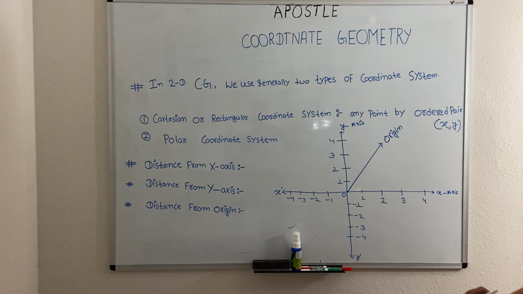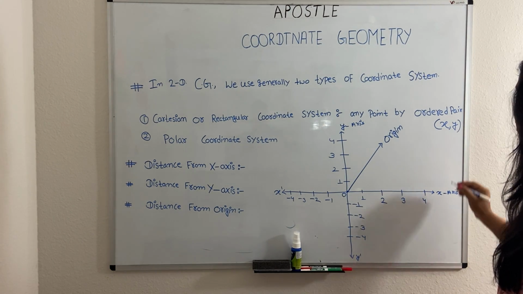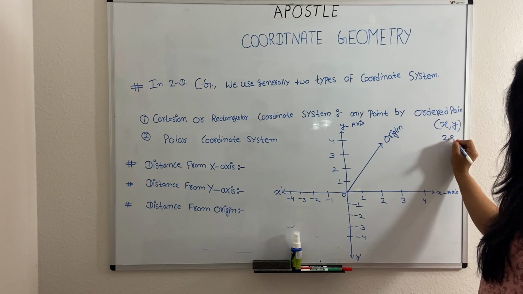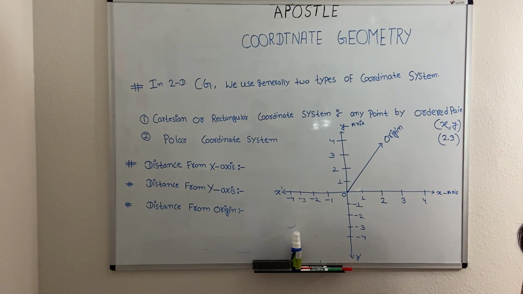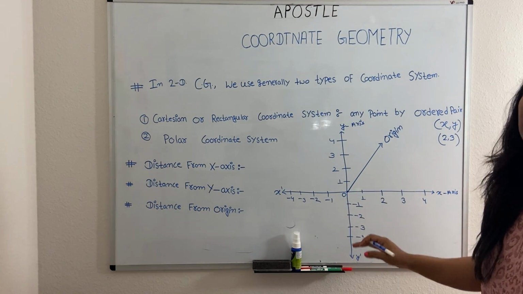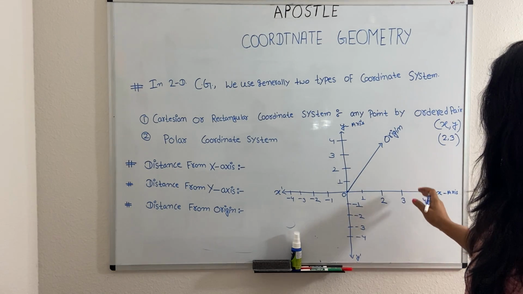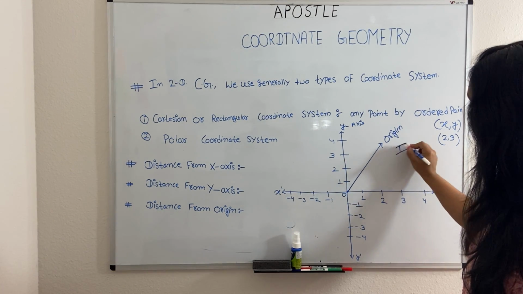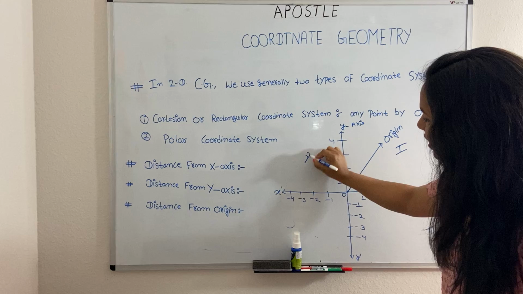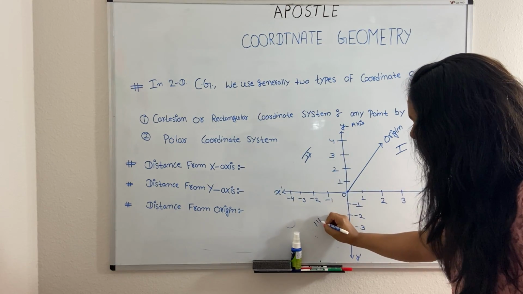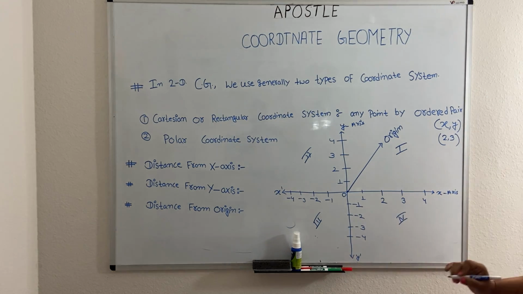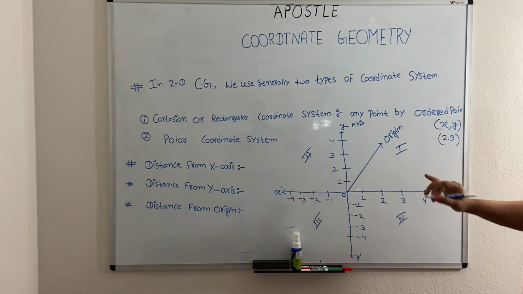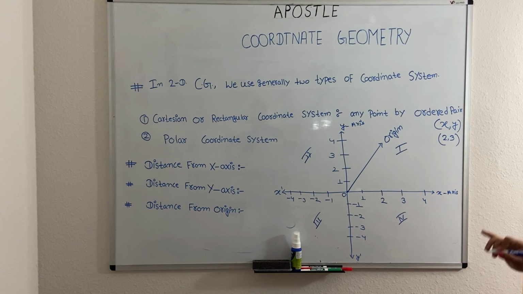Now if we have to represent any point (2, 3) on the Cartesian plane, or else we can discuss that this Cartesian plane is divided into 4 quadrants. So this is called the first quadrant, this is called the second quadrant, this is called the third quadrant, and this is called the fourth quadrant. Quadrant 1, quadrant 2, quadrant 3 and quadrant 4.